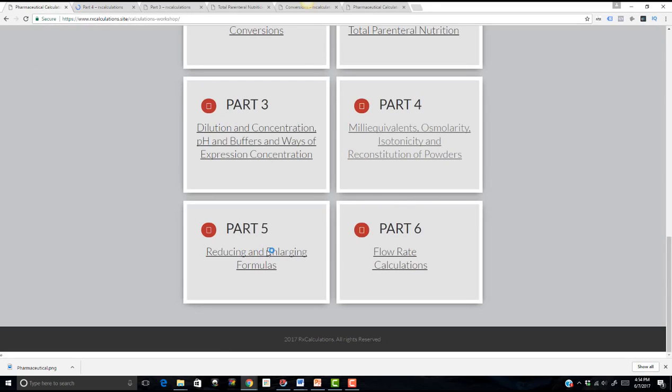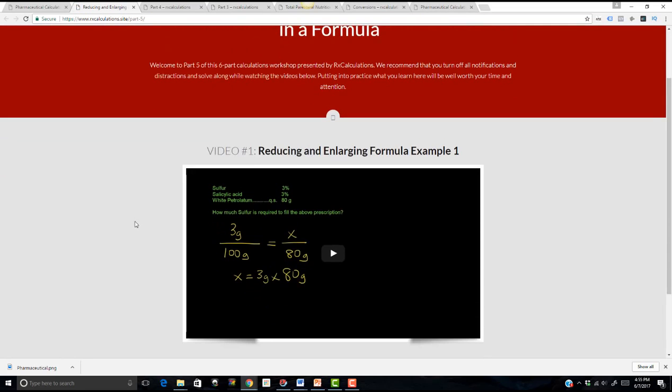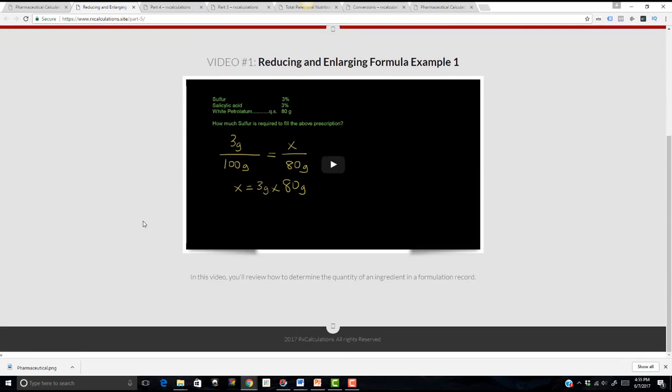Part 5 is really just 1 question, and it illustrates how you could determine the ingredient of a component in the formulation record. So it falls under the reducing and enlarging of formula. So it's fairly simple, but it's also highly important.